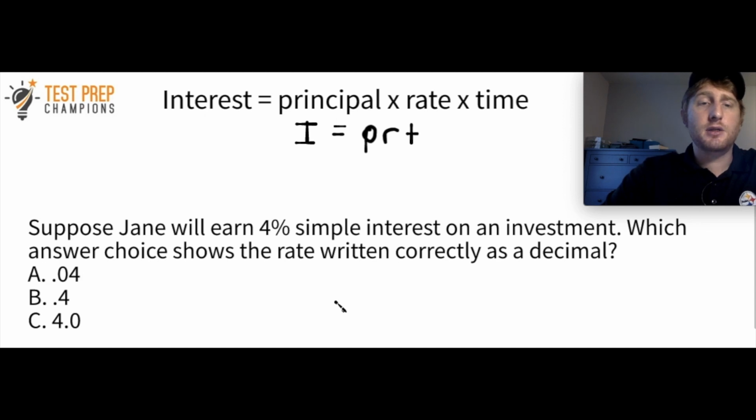And basically, this question here that I'd like you to try to answer says, suppose Jane will earn 4% simple interest on an investment. Which answer choice shows the rate written correctly as a decimal? Now, if you don't know how to do this or if you get this wrong, don't worry about it. We're just practicing right now. But I'd just like you to try this question.